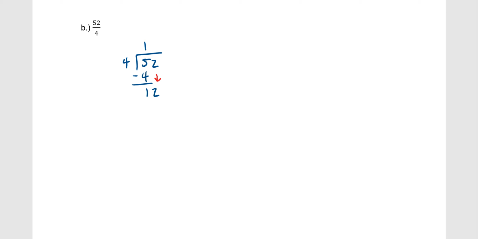We bring down the 2. And then we say how many times does 4 go into 12? It goes in 3 times. 4 times 3 is 12. We subtract and we get 0. So now we're done. Anytime we get 0, we're always done when we're dividing.